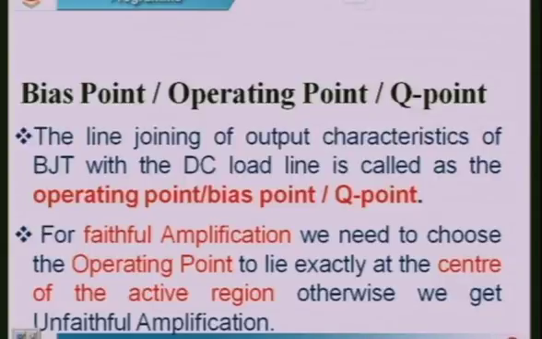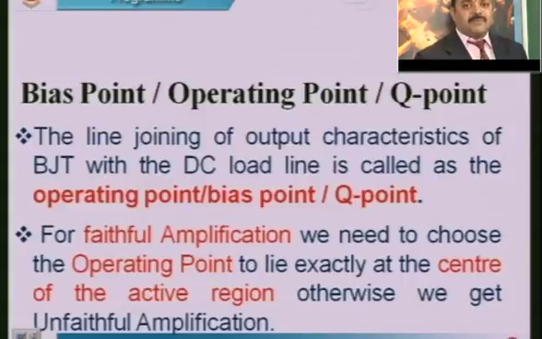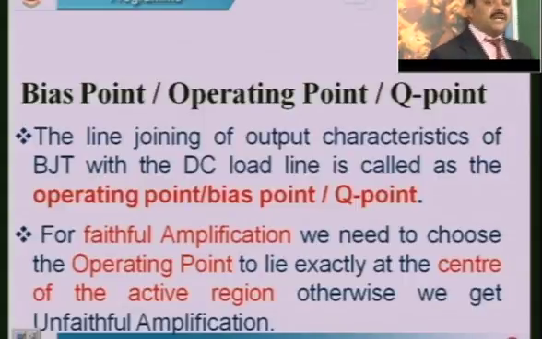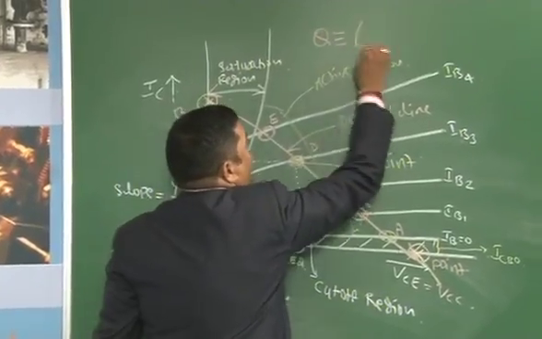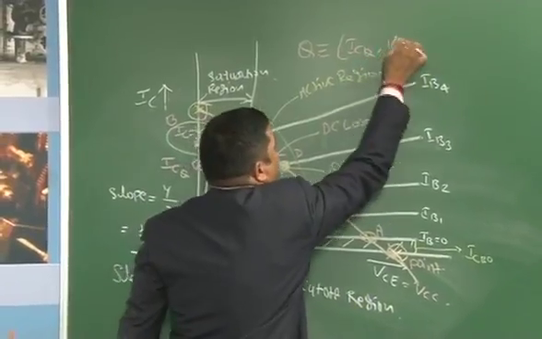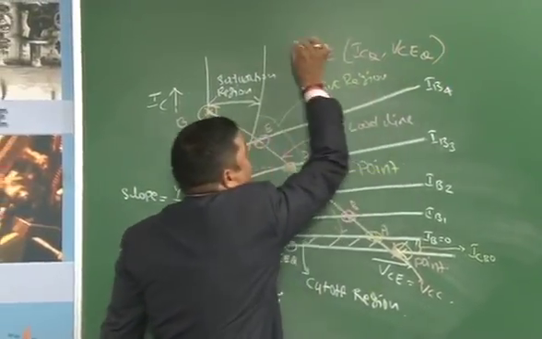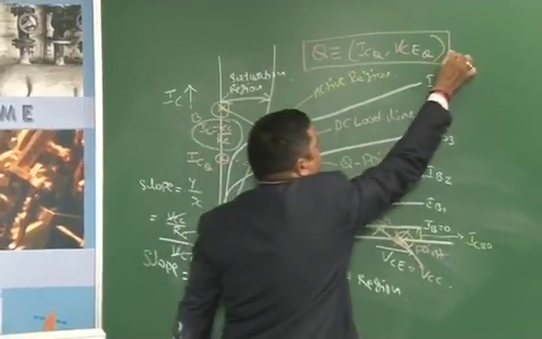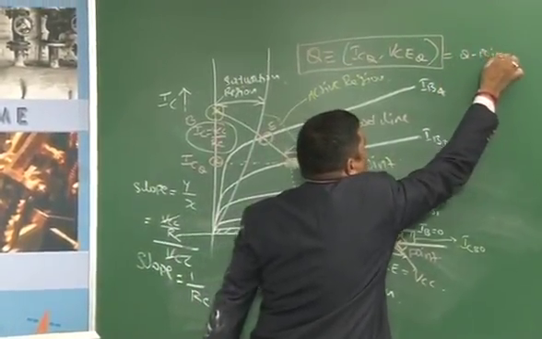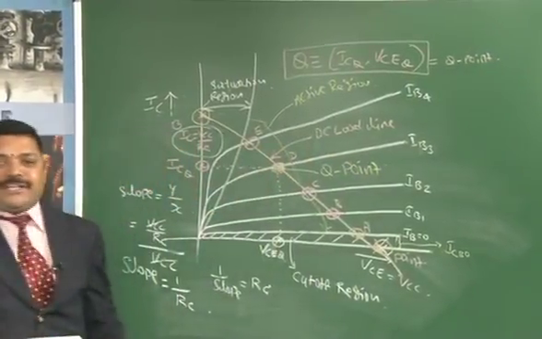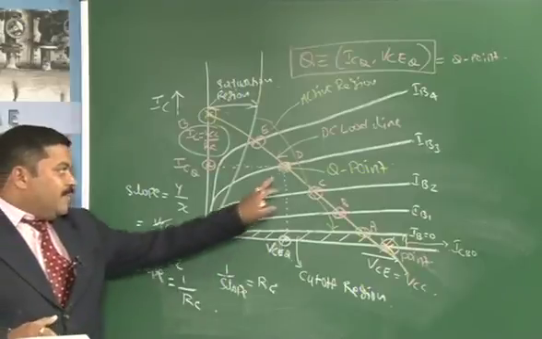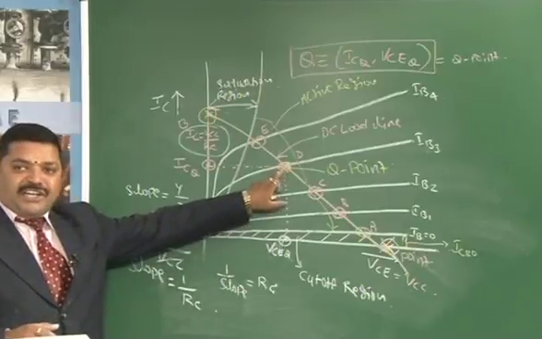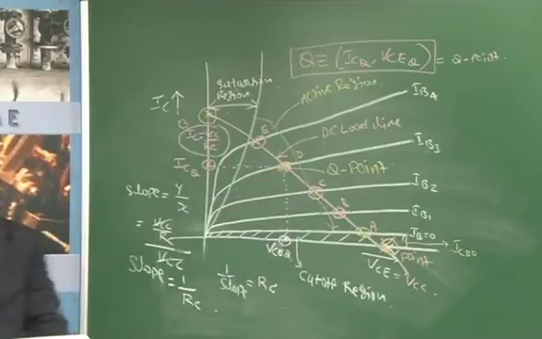It is usually represented by an ordered pair, as shown below. So, Q is ICQ, comma VCEQ. So, this is the operating point. This is the Q point or operating point, or it is also called the bias point, right. So, in order to get faithful amplification, we need to operate the transistor at this point, point D for the above circuit. Next.